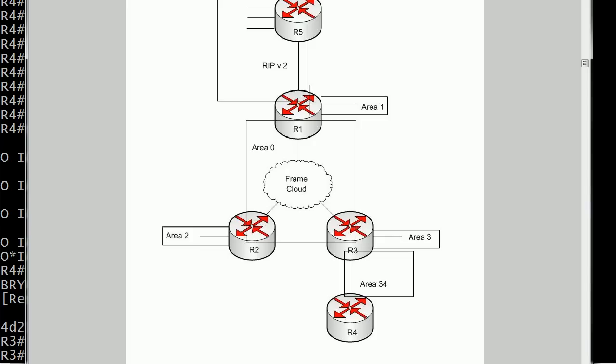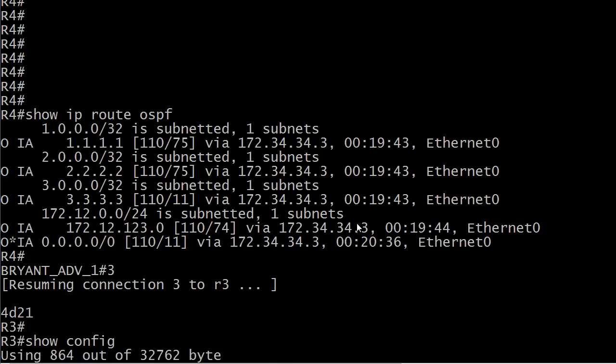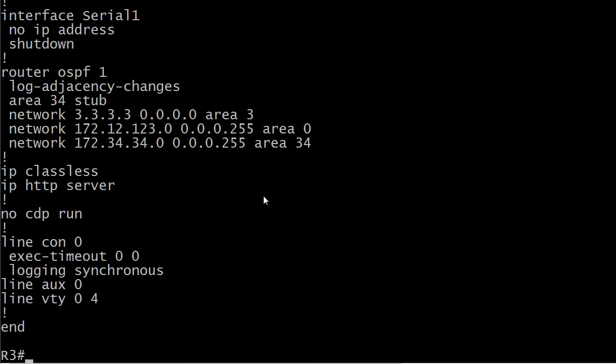So in the previous video, when we configured a stub area, we simply went to routers 3 and 4, and under the OSPF config, we put area 34 stub. And again, let me just show you that that configuration is still there. And it is area 34 stub, and we've got that on router 4 as well.